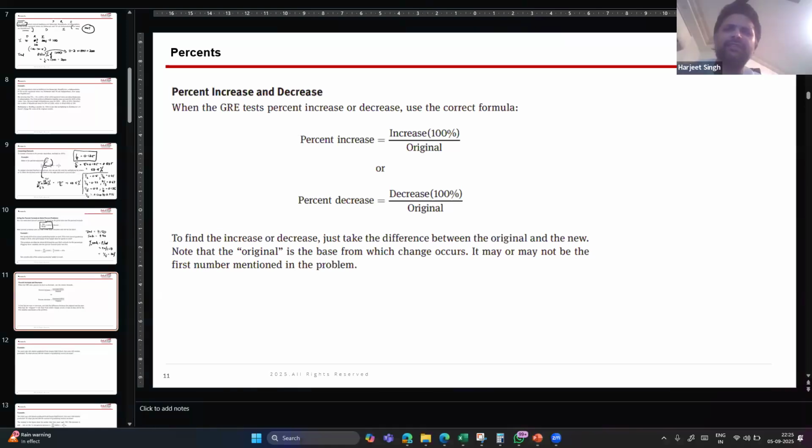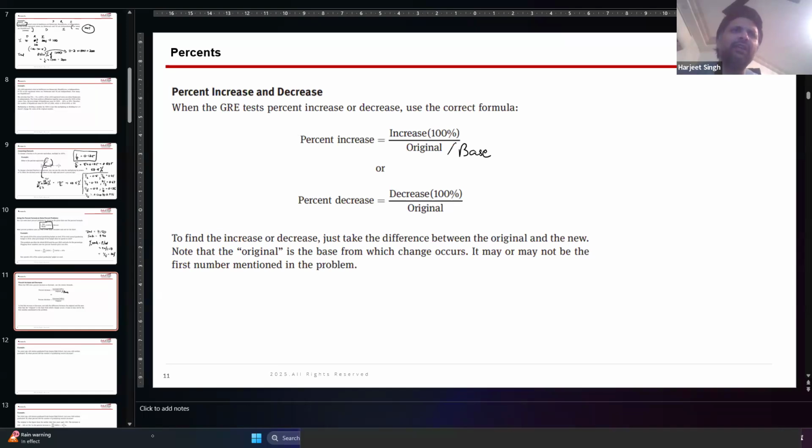Percentage increase and decrease are regularly asked on the GRE, and it's a very simple concept. You need to first identify the original or the base value that goes in the denominator. And over the original or the base, you need to find whether there was an increase or decrease. If it's an increase divided by base, you get percentage increase, and vice versa, for decrease, percentage decrease is decrease divided by original. Let's practice this.